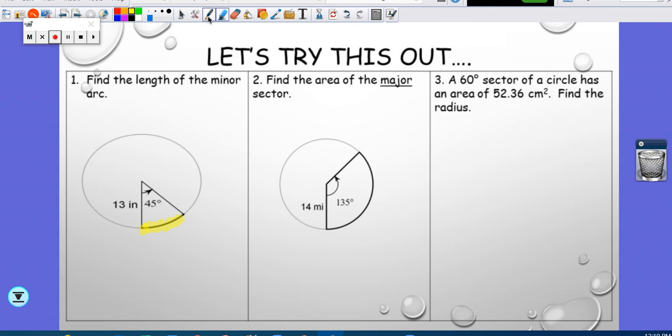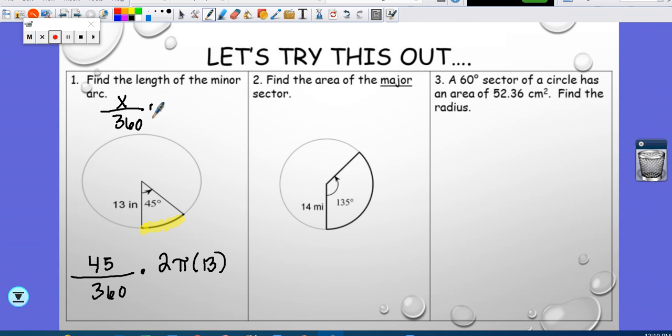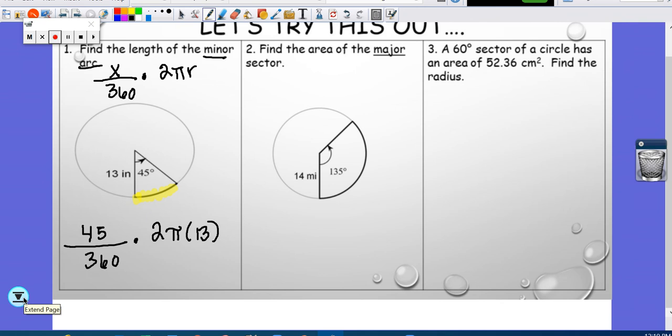And the formula you would use would be the degree, which is the central angle, over 360 times 2 pi r, since this is an arc, we're dealing with the circumference. So the formula is x over 360 times 2 pi r. So now that I have all of that information, I want to show you two ways to get the answer.